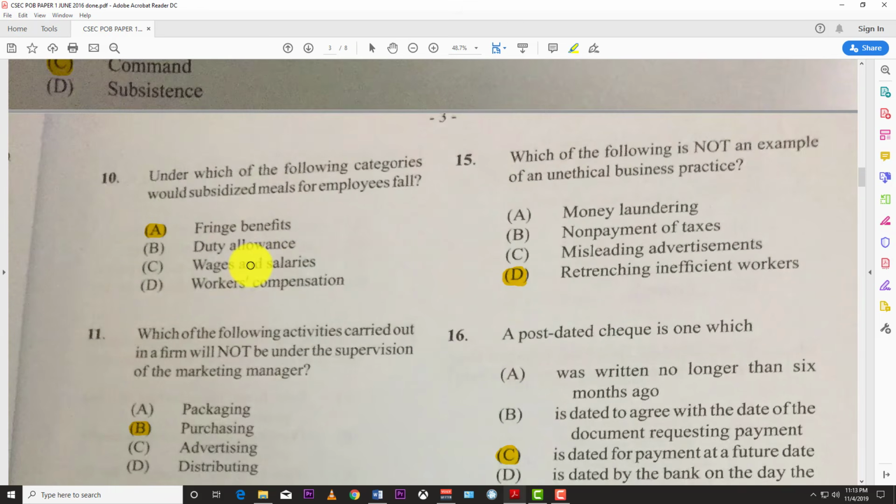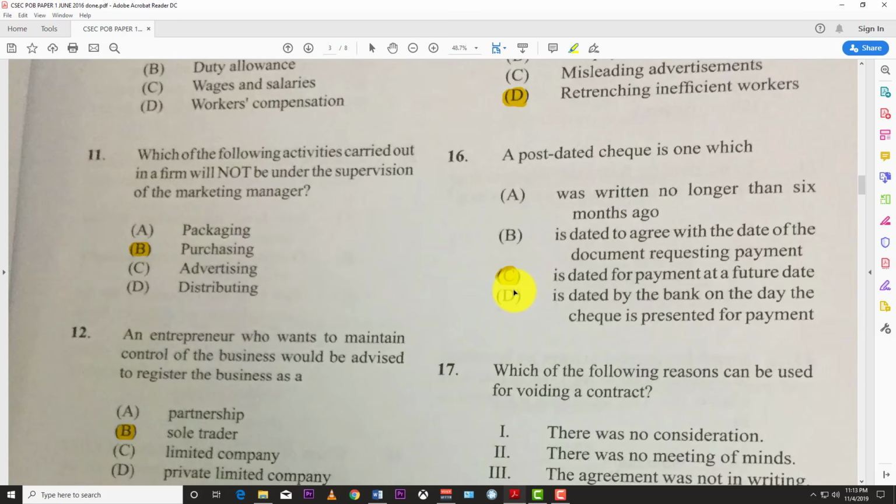Which of the following is not an example of an unethical business practice? And this one is kind of obvious. All right. A, money laundering. No, that's unethical. B, non-payment of taxes. That's unethical. C, misleading advertising. Unethical. So the best answer is D, retrenching inefficient workers. So that's basically letting go of inefficient workers. So if you're not working properly, of course I'm going to let you go.